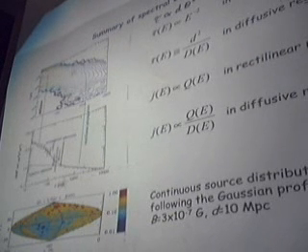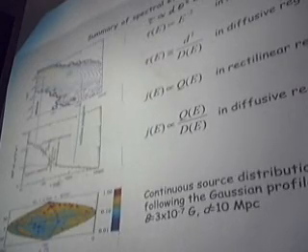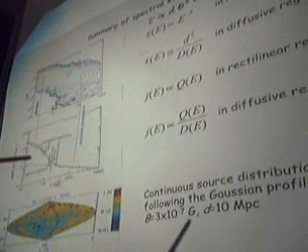Now I want to become a bit more realistic. As I said, this is all very idealized. Here I had just a magnetic field of a certain strength. In fact, I used the Kolmogorov spectrum here.